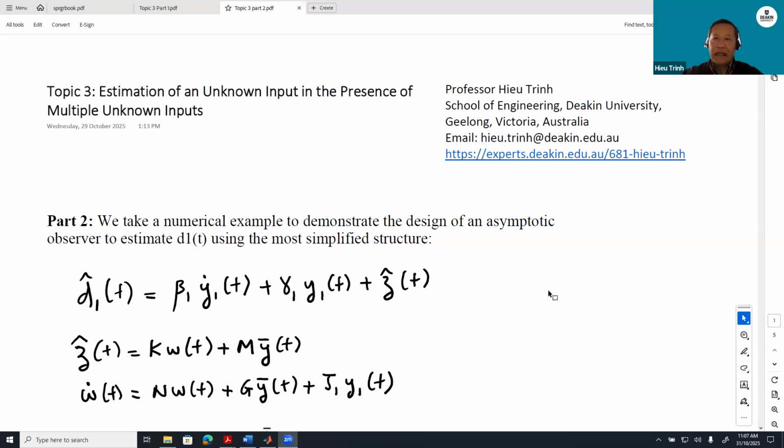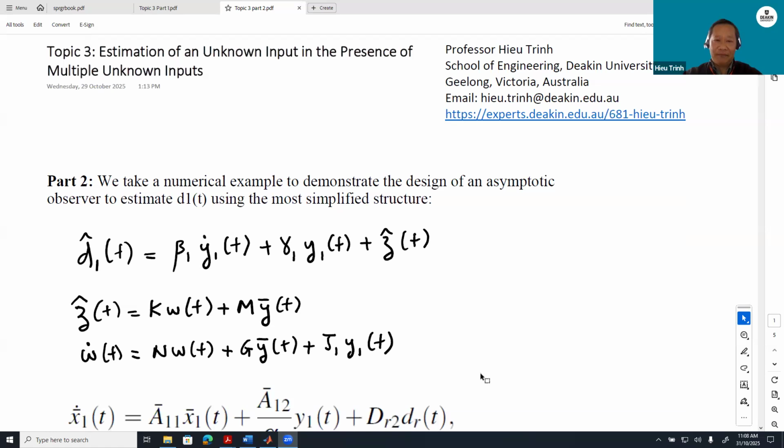Welcome. In part 2 of topic 3, we see this presentation. We take a numerical example to demonstrate the design of an asymptotic observer to estimate a targeted unknown input we call D1(t) by using the most simplified structure.